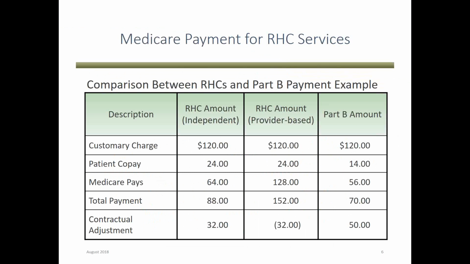As you can see, in this particular scenario, the provider base has that negative $32. They're actually receiving more than the charge. This is not always the case, but in this particular one, that negative $32 should be recorded as the adjustment.